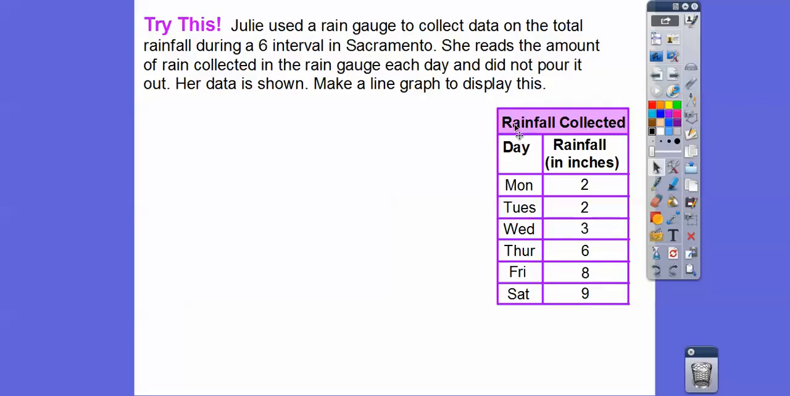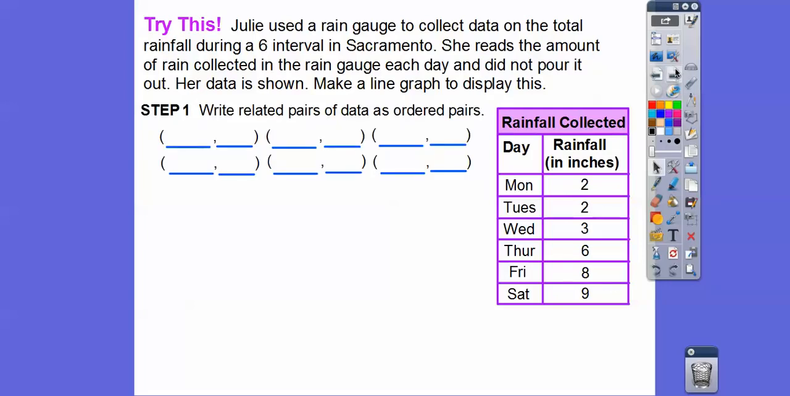Okay, now remember, the first column is our what? It's our x's, so that's going to be the bottom row down here. So we're going to put the days down here, and then the rainfall is our second column. It's going to be going up, so rainfall is going to be going up right here. Okay, so let's write these pairs as ordered pairs. So this is going to be Monday, 2, Tuesday, 2, Wednesday, 3, Thursday, 6. That's what's going in all of these, okay? So they don't have to be numbers. So we're going to put all those in the X numbers right there, and then put all those in the Y numbers right there, okay?